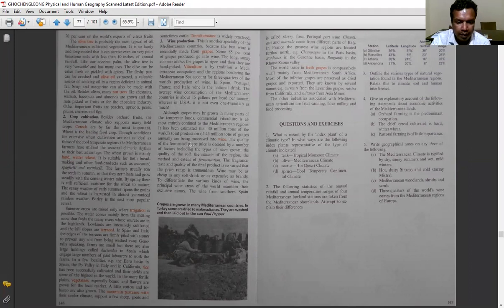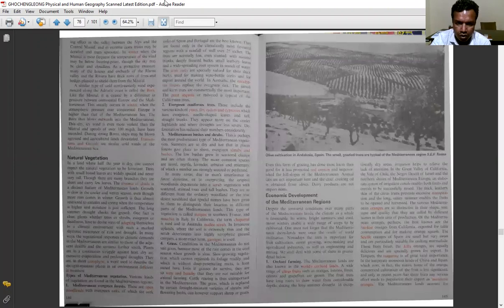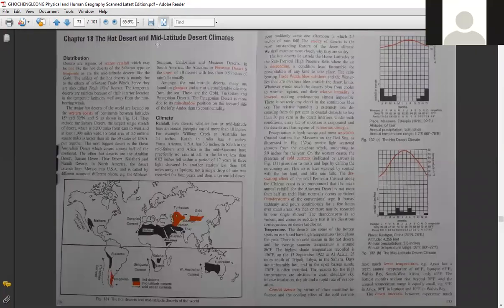Any doubts about the Mediterranean Sea? Did you understand? All of you understood what is the Mediterranean type of climate? Am I audible to all of you?